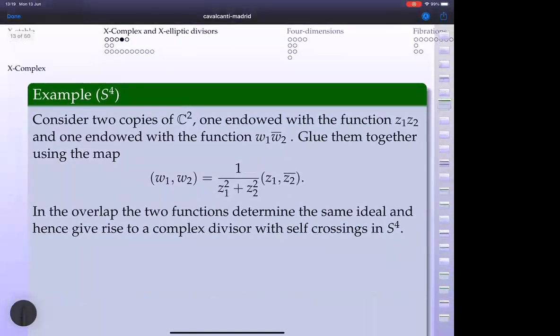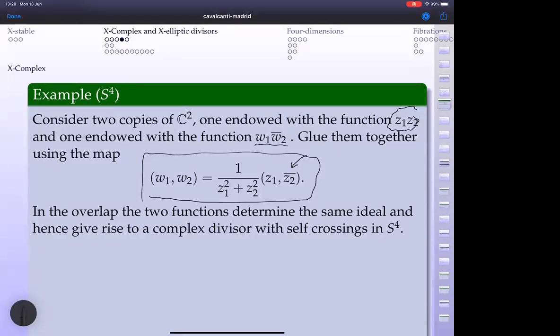And it's good to have an example that's a bit less trivial. So S4. S4 is just two copies of C2 glued by the inversion, and this is the inversion. If I want to keep it orientation preserving, I have to put a bar somewhere. So the bar is here, just so that the orientation of the coordinates W1, W2 and the orientation of the coordinates Z1, Z2 actually agree when I do the gluing, right? And then I can look at the function which is Z1 Z2 on the Z coordinates, and W1 W2 bar on the W coordinates. And when I do this gluing, the functions don't get matched, but they don't have to. I just have to generate the ideal, and that's fine.